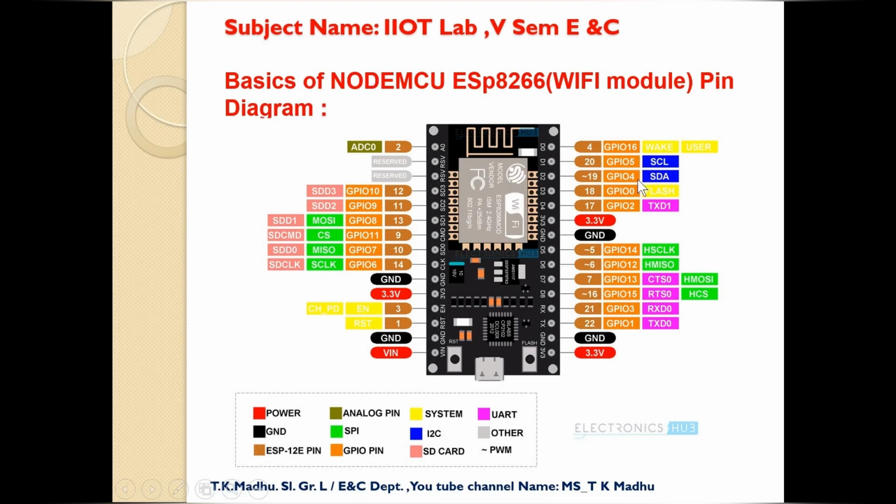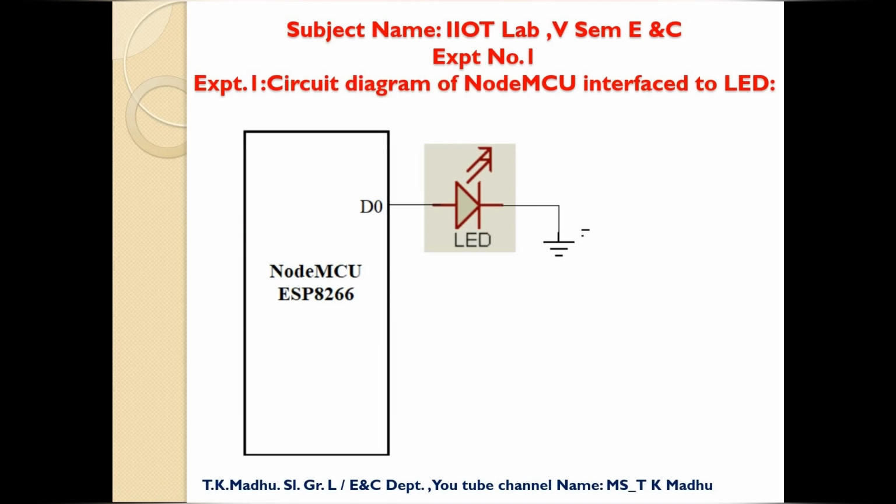These numbers like 16, 5, 4, 2, 14, or these pins also we can use. But for the students, if you use GPIO numbers, it will be more confusing. So better have a practice of using these digital pins directly like D0, D1. So here, similarly, we have written this program.